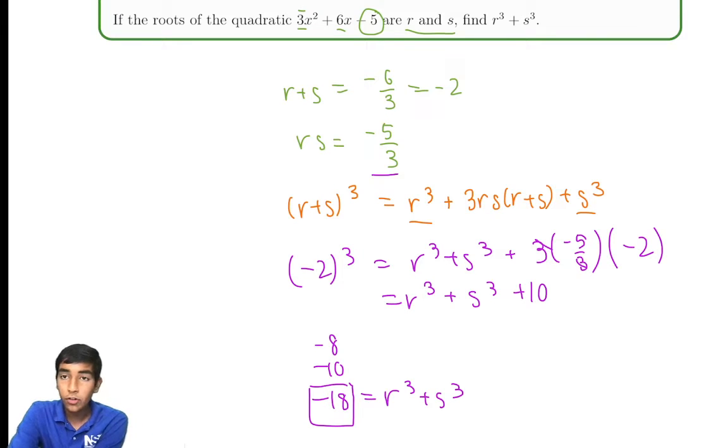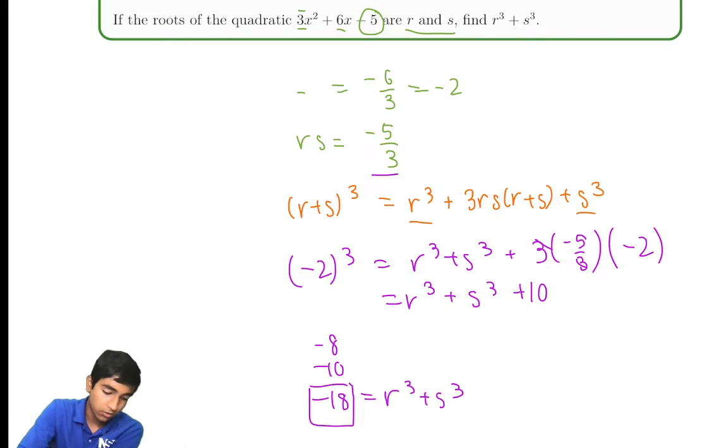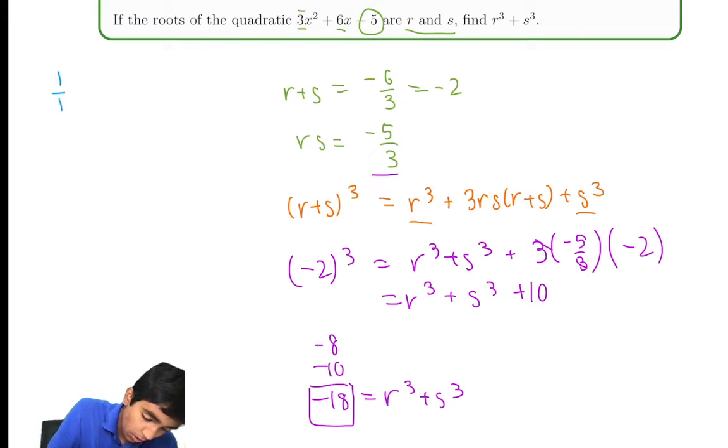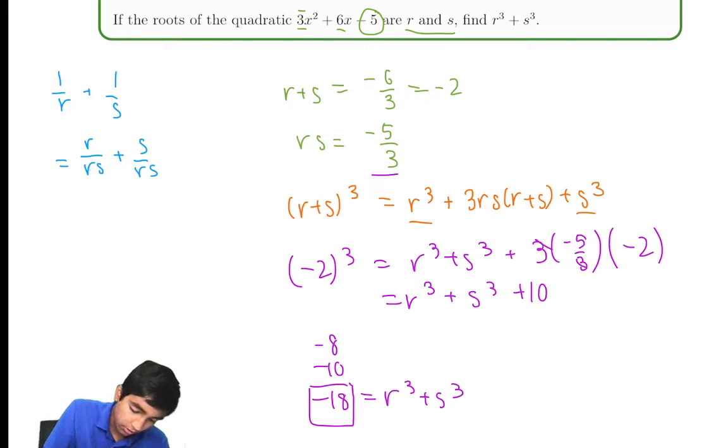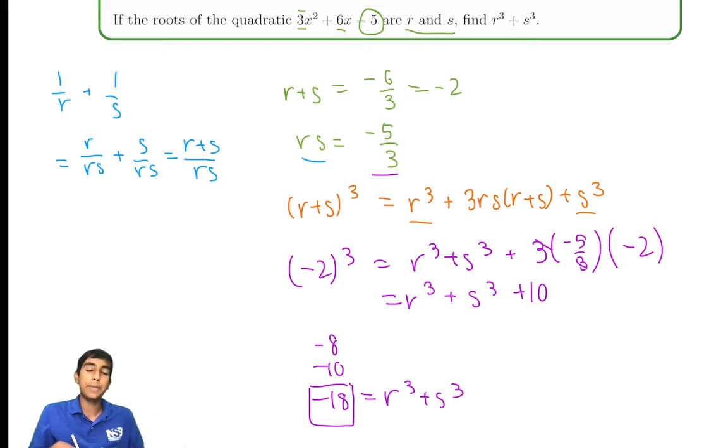So this problem shows a standard Vieta's trick, which is cubing, using algebraic manipulations sometimes. But in general, it will all come down to these core values, r plus s and rs. Another thing you might see is to find 1 over r plus 1 over s. And notice that this is just r over rs plus s over rs, because these terms will cancel to make 1 over r, and these terms will cancel to make 1 over s. So this is just r plus s over rs. So you'll often have to do many manipulations to get what you're truly asked to find.